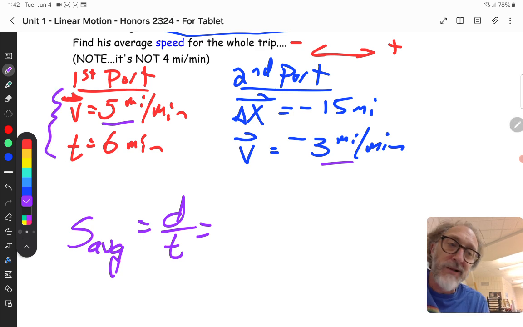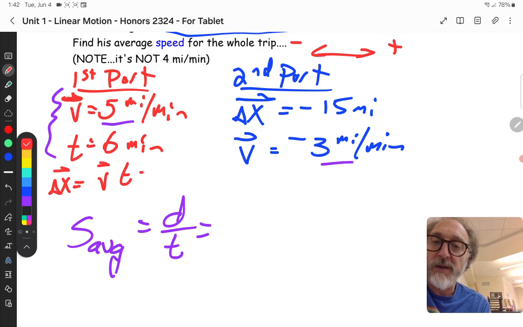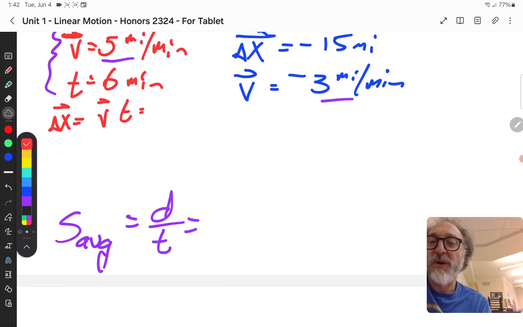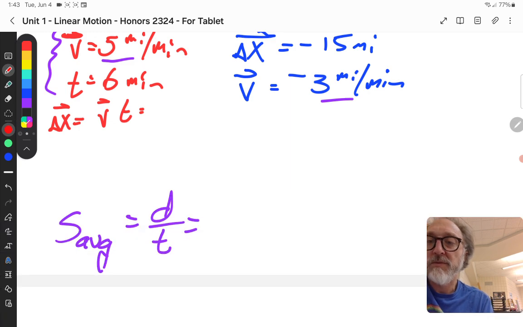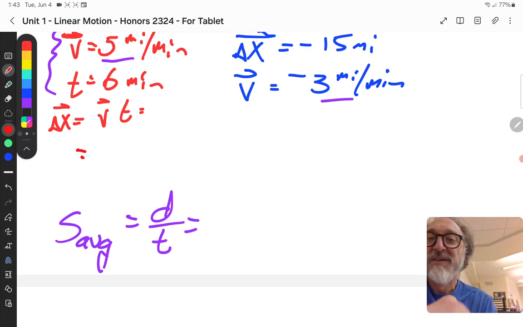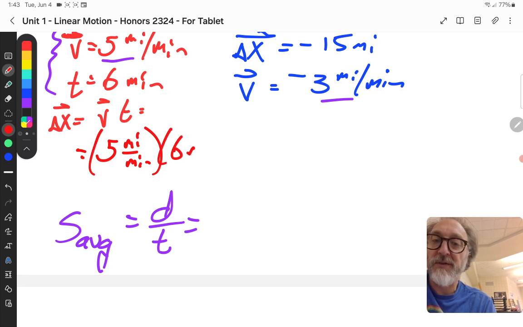So if I go 5 miles per minute for 6 minutes, for this first part of the trip, my displacement is going to be velocity times time, right? So I went 5 miles per minute for 6 minutes. Oh, well, that's 30 miles, right? So that's the displacement for the first part of the trip.